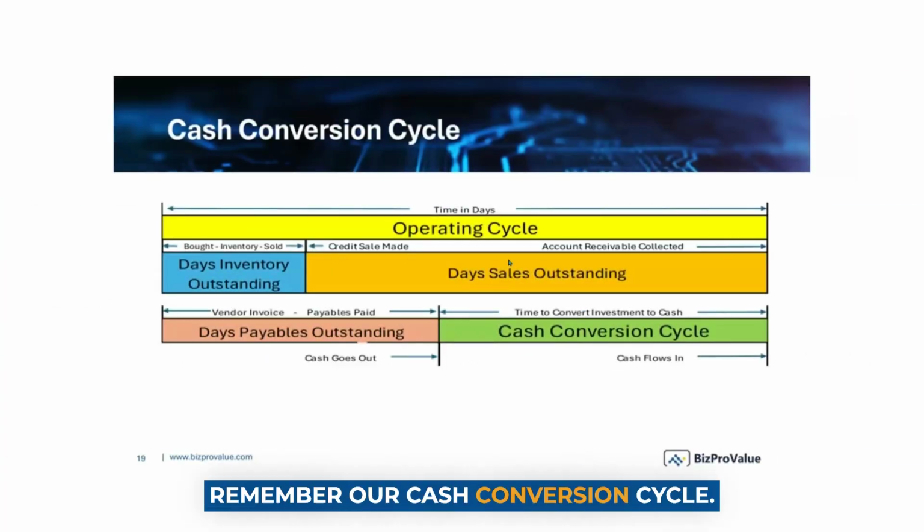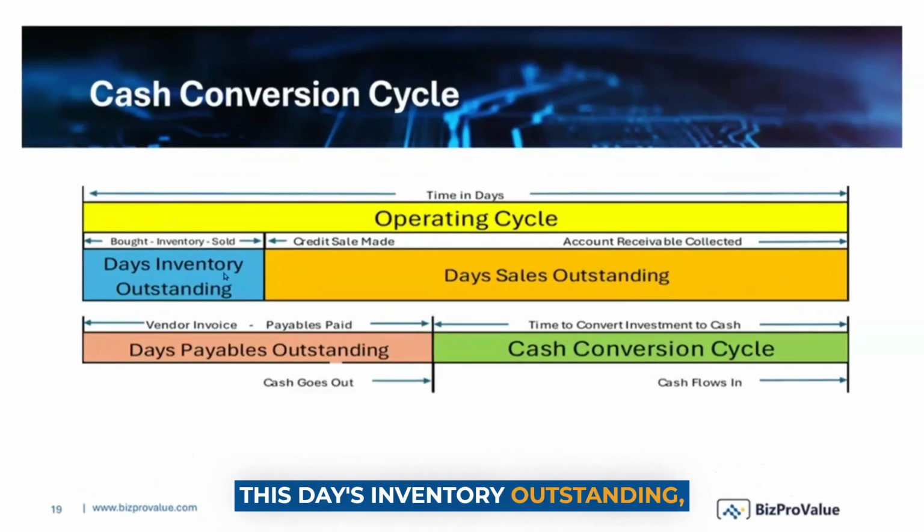Remember our cash conversion cycle. It's built up of three primary areas. The days inventory outstanding, that's when I buy inventory and then I sell inventory. The days sales outstanding, that's when I make a sale and then I receive the cash from my customer. That's my days sales outstanding, and that's the operating cycle.